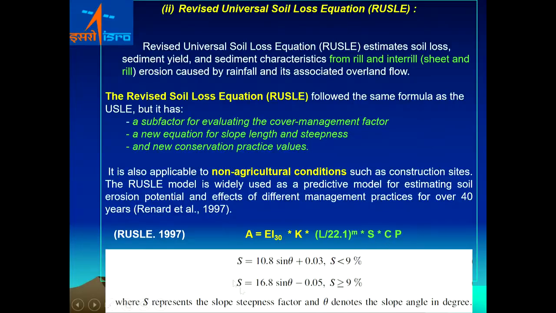And S is also improved, with two slope factors. C and P remain the same as earlier in the USLE model, but even the C calculation has been improved. They said that in the beginning the vegetation cover is very low, but as the crop season advances it grows, so monthly C factors can be used in this one.